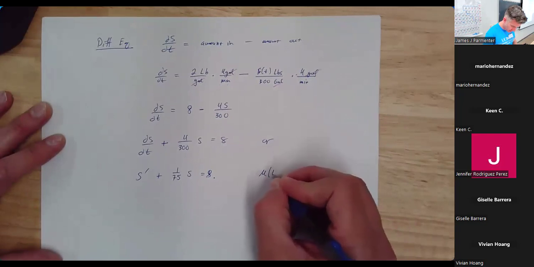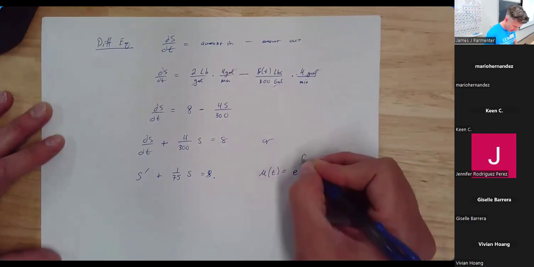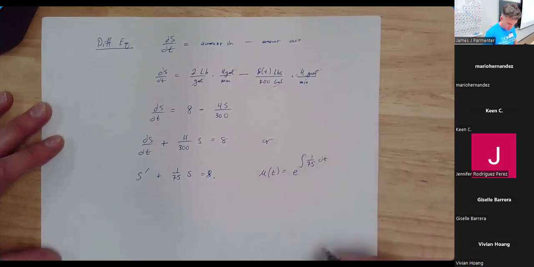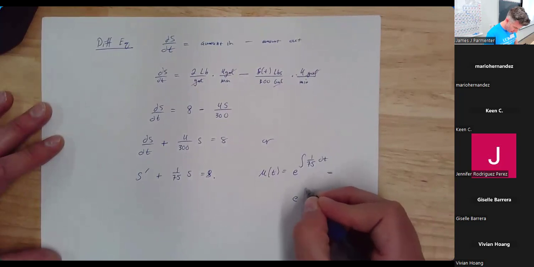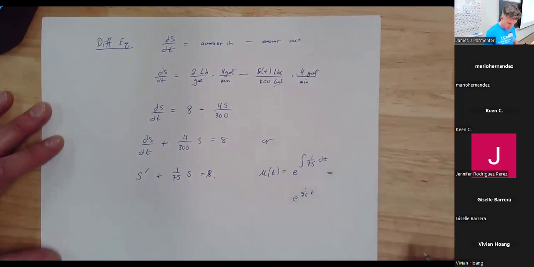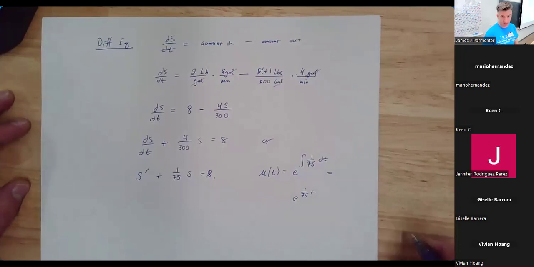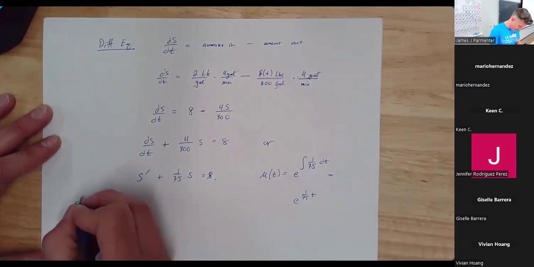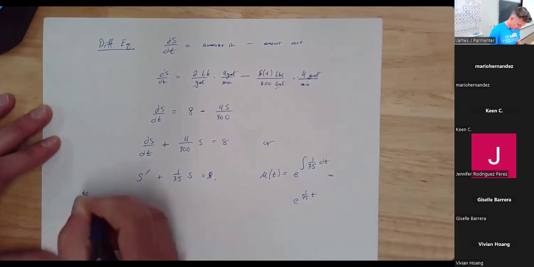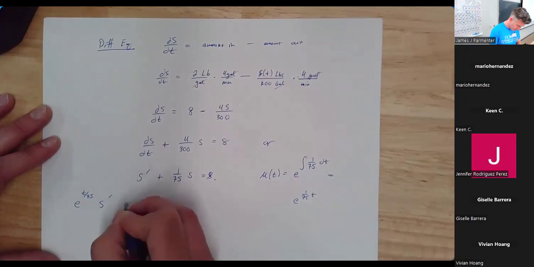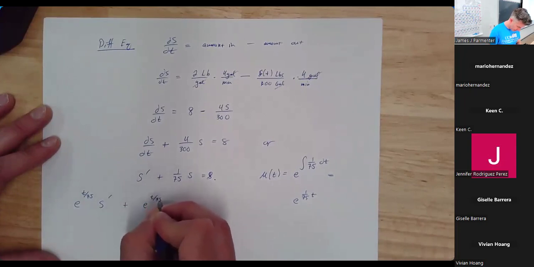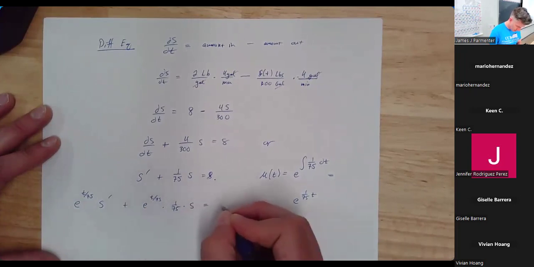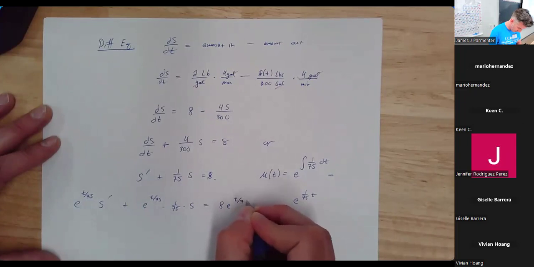Our mu of t is going to be e to the integral of p of t, which is just the multiple of S, which is going to be e to the 1 over 75 t. We're going to multiply everything by that. So e to the t over 75 times S prime plus e to the t over 75 times 1 over 75 times S equal to 8 times e to the t over 75.